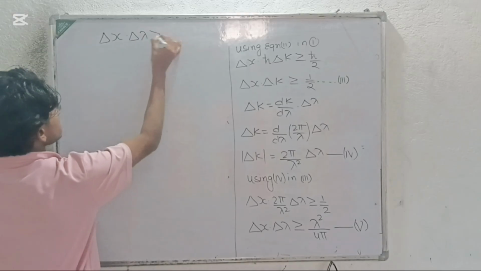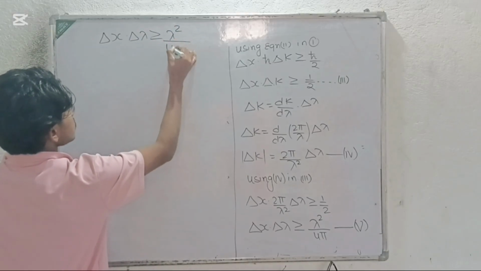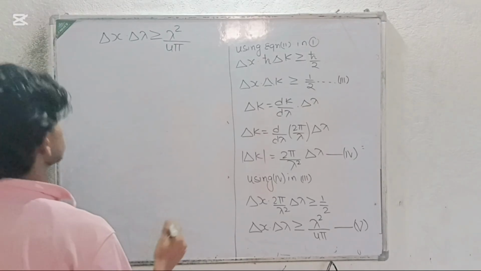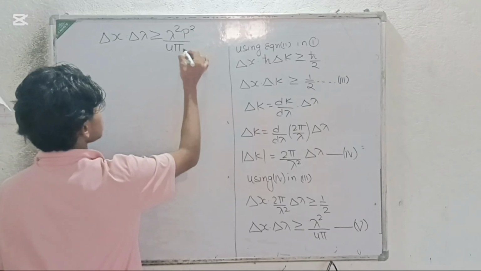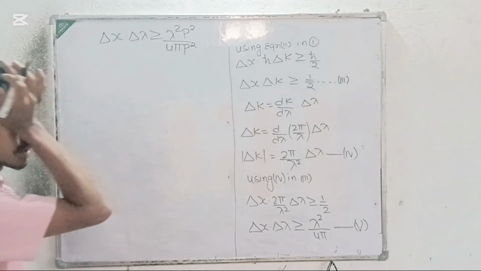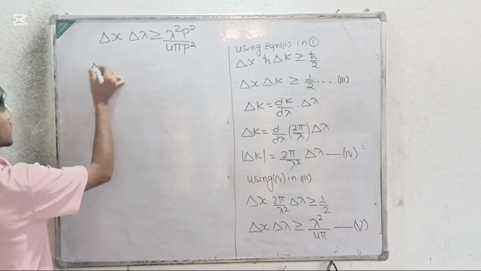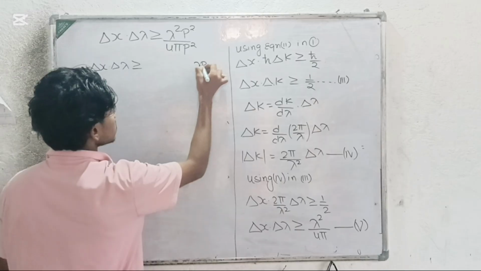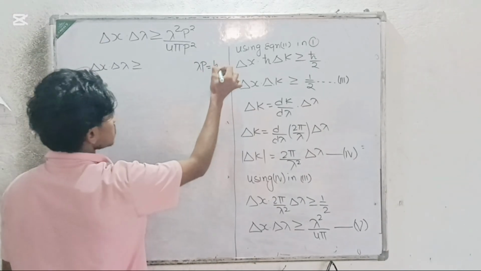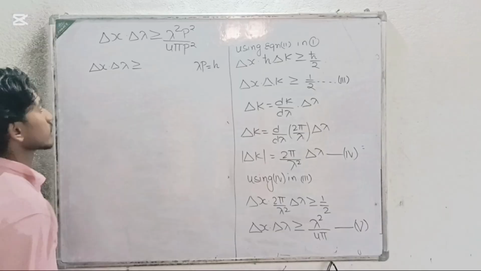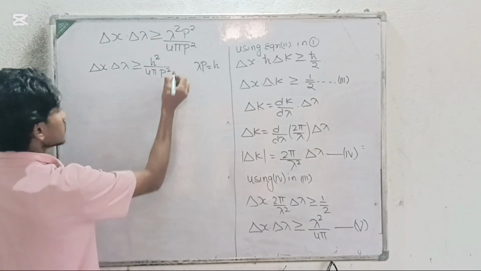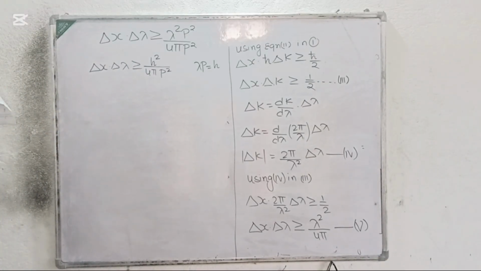So delta x into delta lambda is greater or equal to lambda squared upon 4 pi. I am going to replace it and manipulate the terms here. I am multiplying and dividing by p squared, the momentum squared of the particle. So what would I get? Delta x into delta lambda is greater or equal to, as you have already seen, the product of wavelength and momentum is nothing but Planck's constant. This immediately follows from the de Broglie wavelength. So this is h squared over 4 pi p squared.